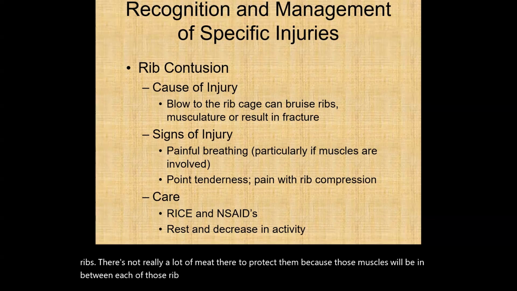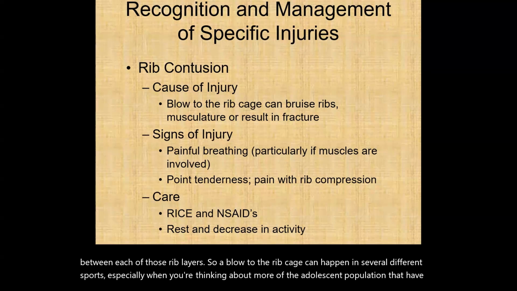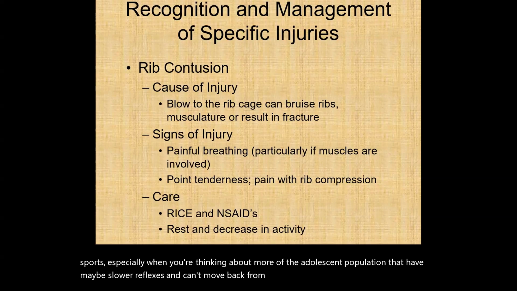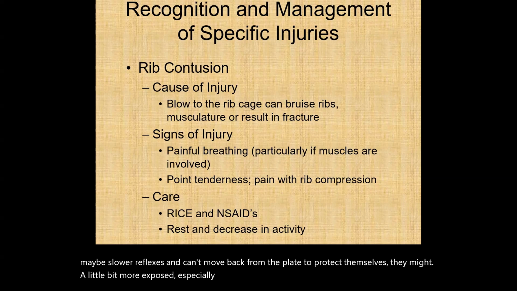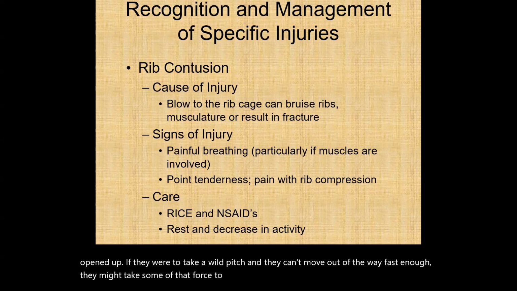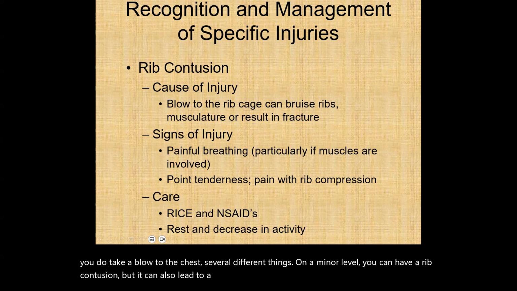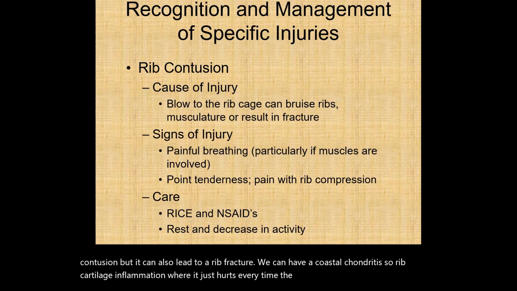There's not really a lot of meat there to protect them, because those muscles are in between each of those rib layers. So a blow to the rib cage can happen in several different sports, especially when you're thinking about the adolescent population that have maybe slower reflexes and can't move back from the plate to protect themselves. They might be a little bit more exposed, especially when they're at bat. We have that whole side just opened up. If they take a wild pitch and can't move out of the way fast enough, they might take some of that force to the ribs themselves. As far as what can happen if you do take a blow to the chest, several different things. On a minor level, you can have a rib contusion, but it can also lead to a rib fracture. We can have a costal chondritis, so rib cartilage inflammation, where it just hurts every time the chest expands from normal breathing.